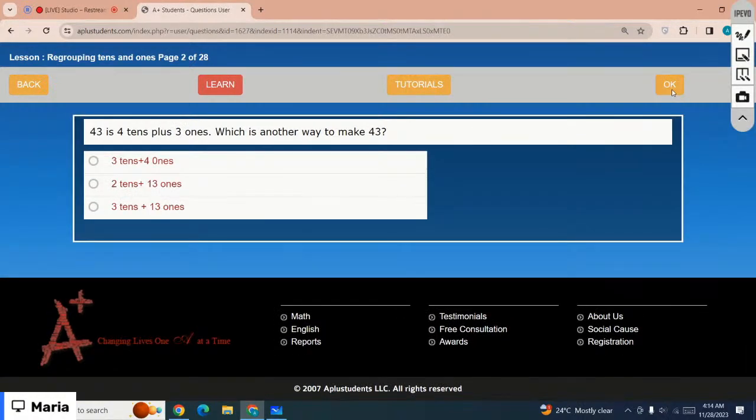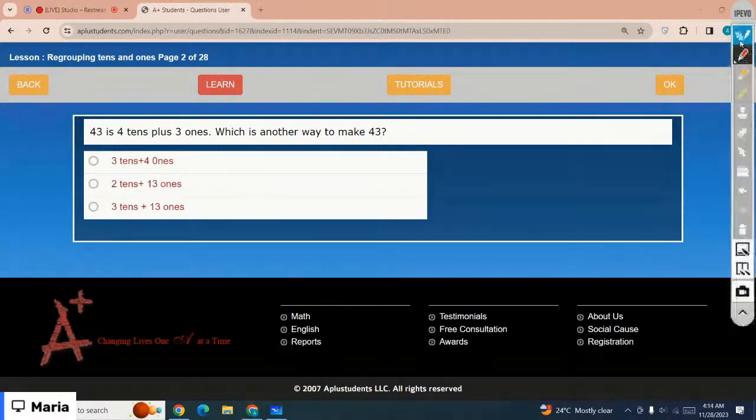43 is 4 tens and 3 ones, which is another way to make 43. Which option is the correct one? Option number 3 is the correct option, right?